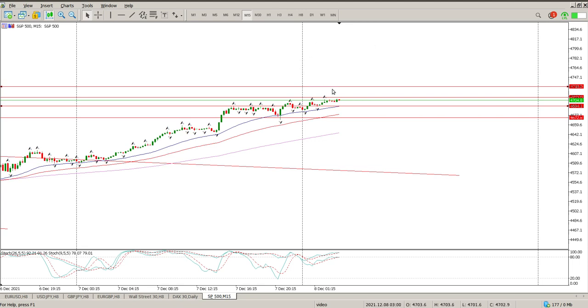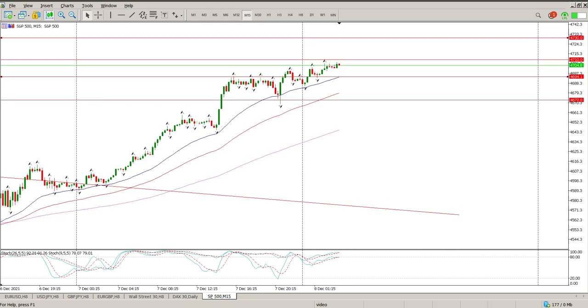So that's my structure at the moment, and that's what I'm looking to do. Looking to buy the pullbacks and keep the stops as tight as possible. Trade it off a 15-minute chart, and make sure that you've got your stops in and protect your capital.